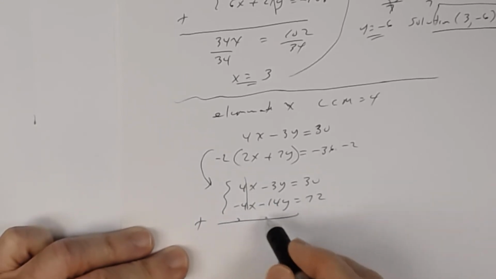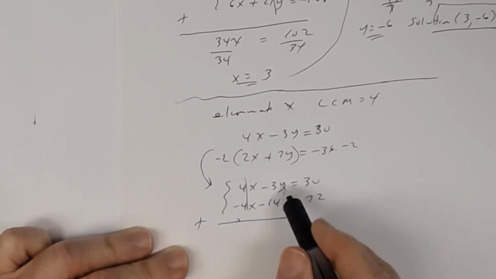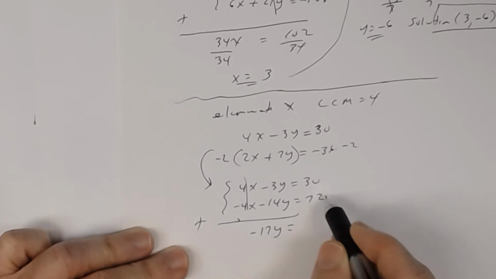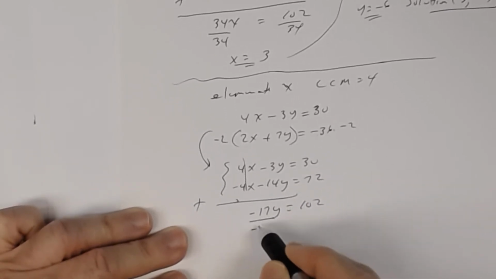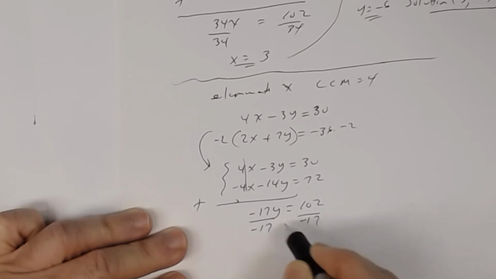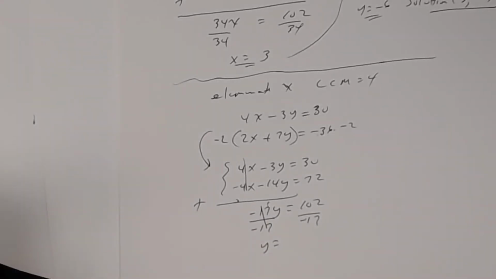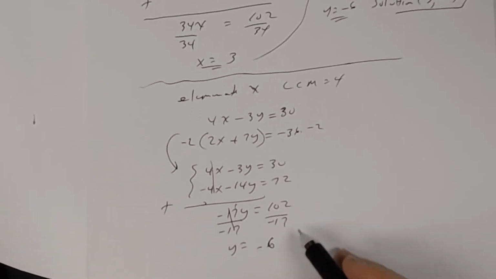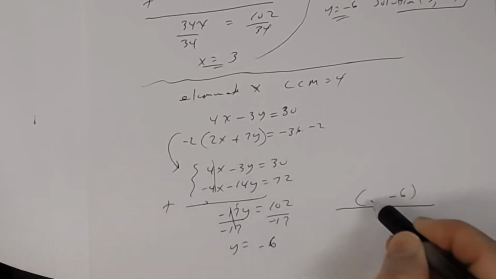So the x's become 0. I get negative 3y and negative 14y is a negative 17y. 72 plus 30 is 102. Divide both sides by negative 17. I get y to be, 102 divided by 17 will give us a negative 6, and that's what we had earlier. Okay, so I found the y coordinate of my solution. Now I just got to find x.